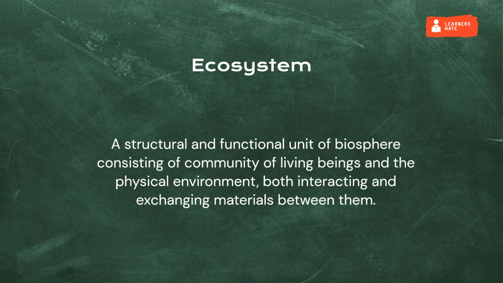The third one is ecosystem. An ecosystem is defined as a structural and functional unit of the biosphere consisting of a community of living beings and the physical environment, both interacting and exchanging material between them. It includes plants, trees, animals, fish, birds, microorganisms, water, soil, and people.